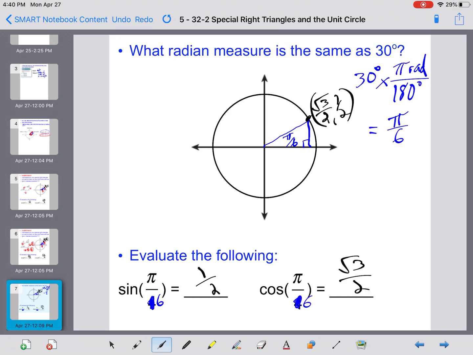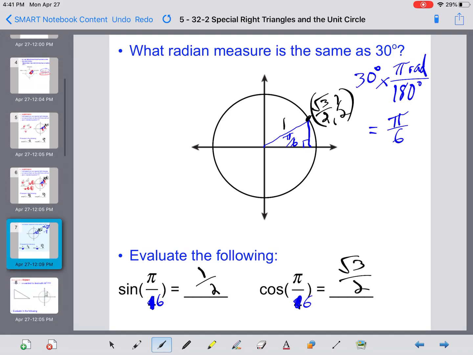Now when I say x and y, remember, the only reason that becomes just the x value and just the y value is because the hypotenuse, the radius, is 1. So really what I'm doing to find the sine of pi over 6 is 1/2 divided by 1, which is 1/2. For the cosine of pi over 6, I'm doing root 3 over 2 divided by 1, which is just root 3 over 2. Okay? All right.